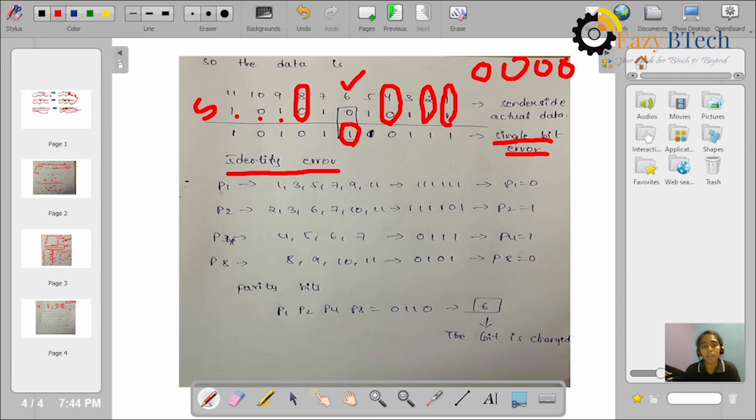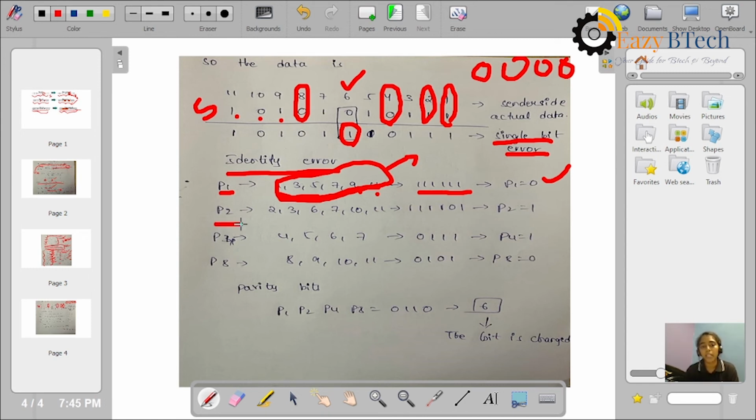See, for P1 I put 1, 3, 5, 7, 9, 11. Okay, 1, 3, 5, 7, 9, 11. So all ones give 0. In this particular set of bits, there is no chance of errors in these positions: 1, 3, 5, 7, 9, 11. P1 is 0, which means even parity, so there is no error in these particular positions, right?